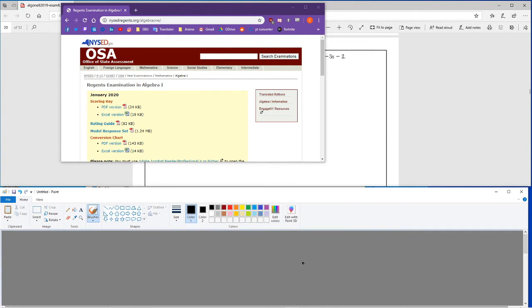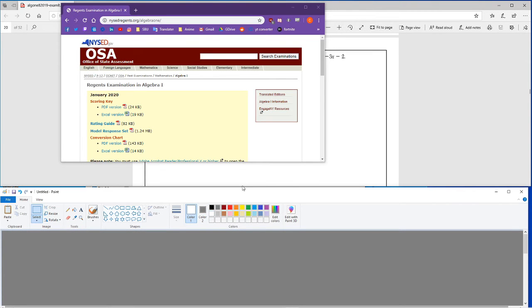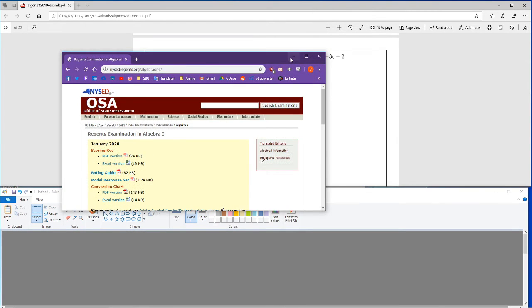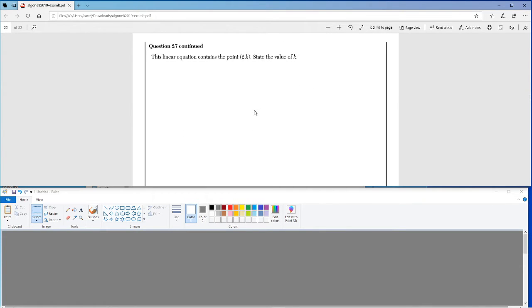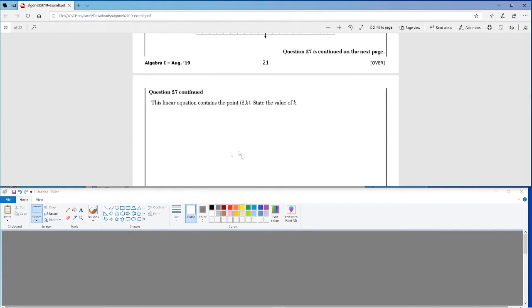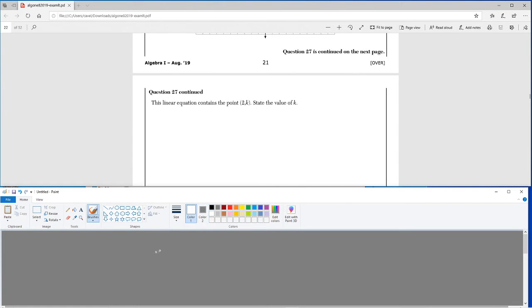Alright, so now, let me fix this. Alright, so we just did that. Oh no, I didn't know there's another part. Okay. The linear equation contains a point 2 comma k. State the value of k.